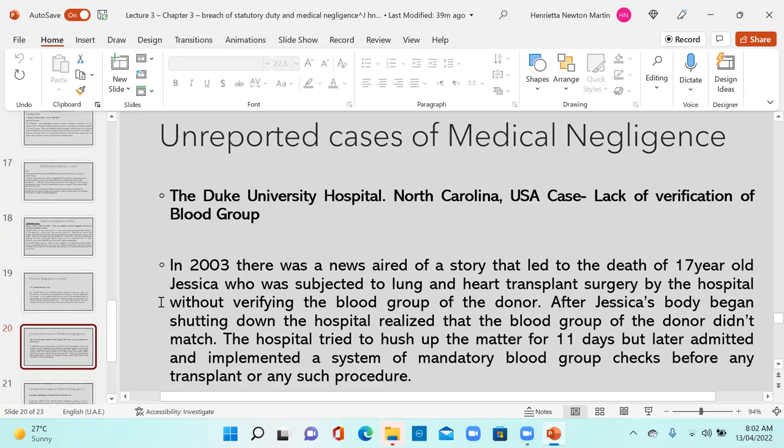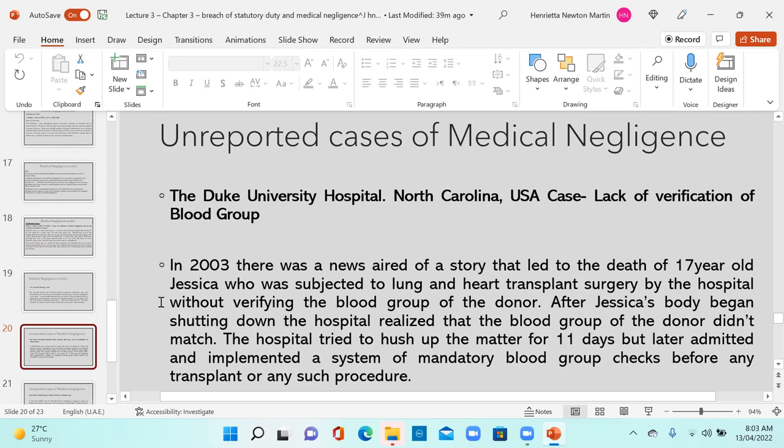Please bear with me. So the Duke University Hospital, this was a very famous hospital in North Carolina, USA. It is also called the Duke University Hospital. Why we do not have a citation is because it's not a reported case. That means it's not available in legal journals. It's just generally available as news, probably in some journals or magazines, or even on the internet as a story, or as press reports.